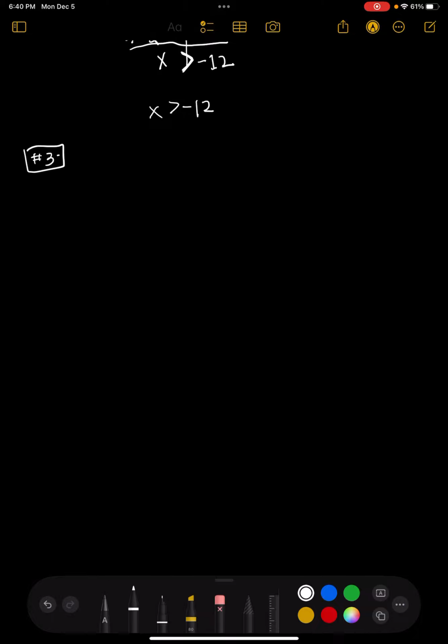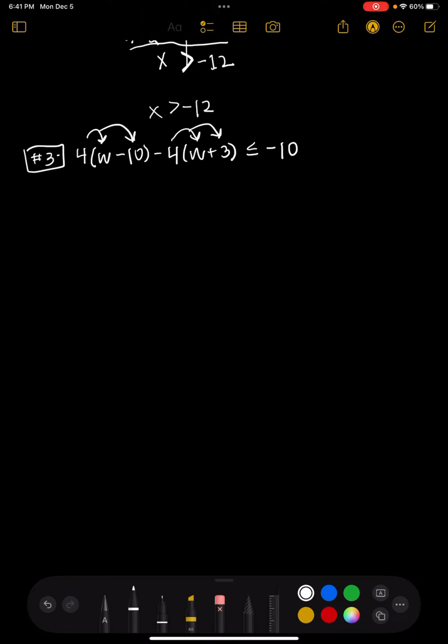So the third example is 4 in parentheses w minus 10 minus 4 in parentheses w plus 3 is less than or equal to negative 10. And once again, the first step is to get rid of all of the parentheses, and the way that we do that is with the distributive property. So we're going to distribute the 4 and the negative 4 into both parentheses. The positive 4 goes into the first set of parentheses, and then the negative 4 goes into the second set, because that's the way that it's laid out.